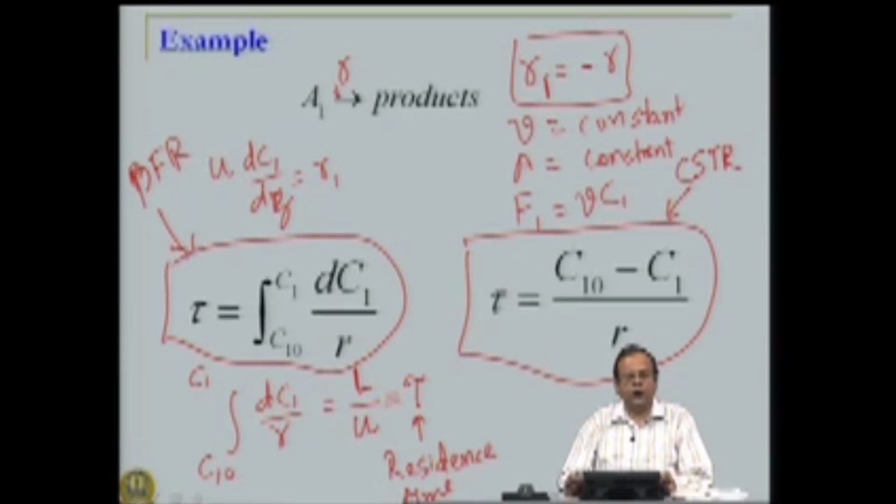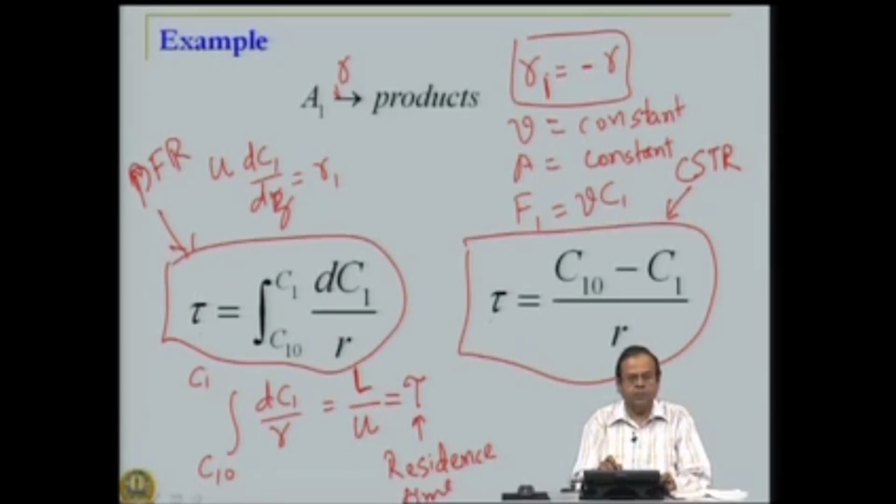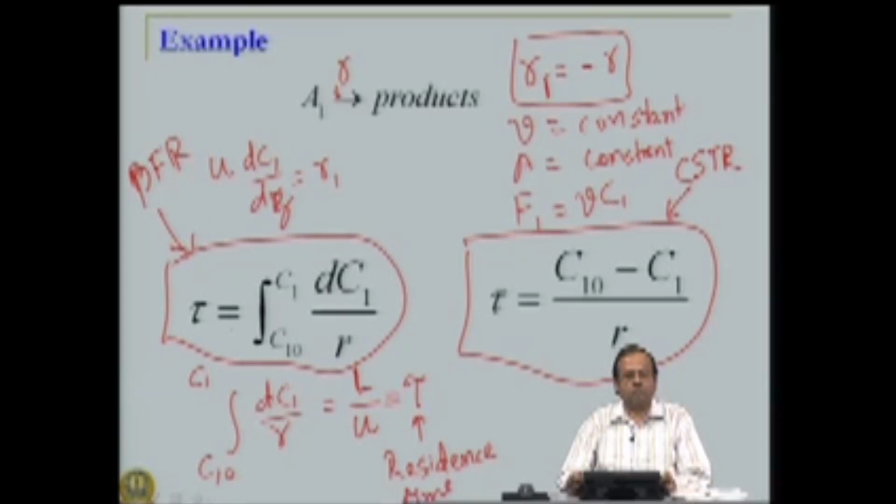The other way of comparing these two would be, we say that we want a certain conversion of A1, that is, we are going to design our reactor for 90% conversion of A1. Then whichever of the two reactors achieves this 90% conversion with a smaller residence time will be the better of the two reactors. These are two different ways of looking at the same thing, whether a stirred tank reactor is better than a plug flow reactor or vice versa.